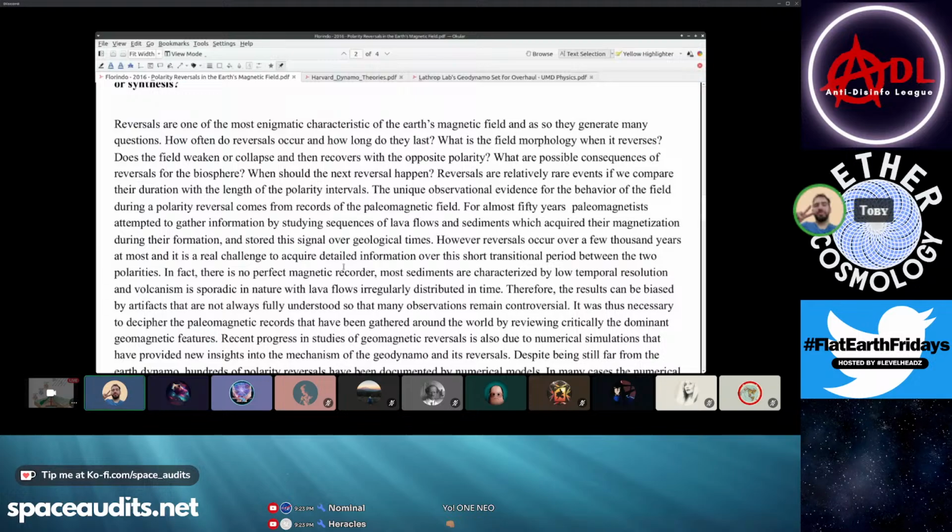In fact, there is no perfect magnetic recorder. Most sediments are characterized by low temporal resolution, and volcanism is sporadic in nature, with lava flows irregularly distributed in time. Therefore, oh, okay. This is a shady method. Wow. At least they acknowledge as much, I guess.